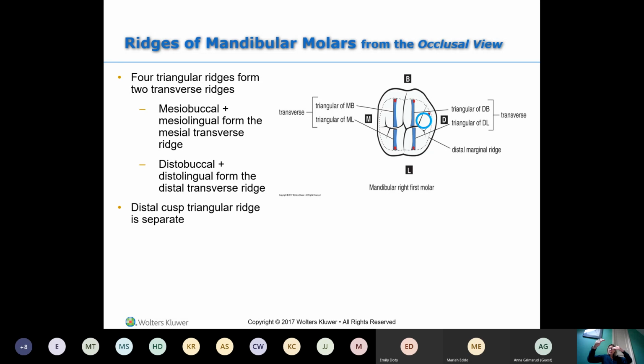Then you've got your cusps on the buccal and lingual, right? Those are your four sides. Two marginal ridges, and then your cusps. Your cusps are on your buccal and your lingual. So you'll have cusp ridges on those sides. Each cusp is treated like a separate mountain. So this right here, this one, and this one are treated like separate mountains.